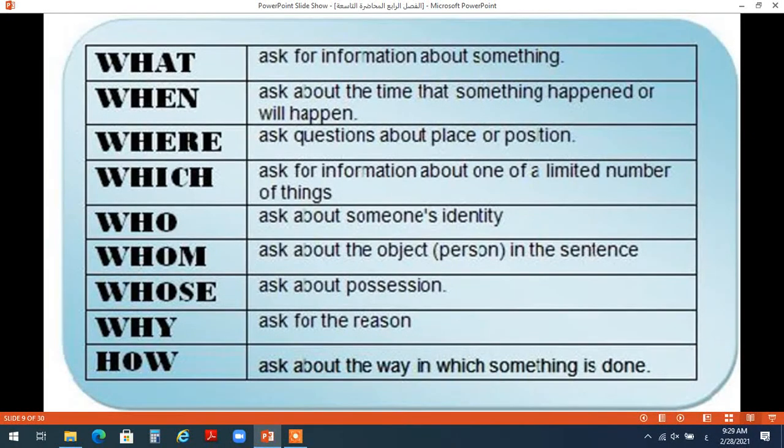Which is used to ask for information about one of a limited number of things. Who is used to ask about someone's identity, the animate subject in the sentence. Whom is used to ask about the object or person in the sentence, the animate object as well. Whose is used to ask about possession. Why is used to ask for a reason. As for how, it is used to ask about the way in which something is done, the manner or mechanism through which something happens or is achieved.